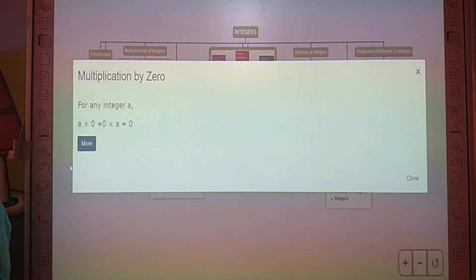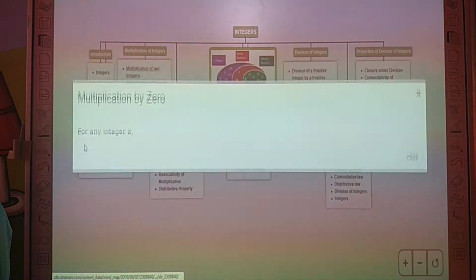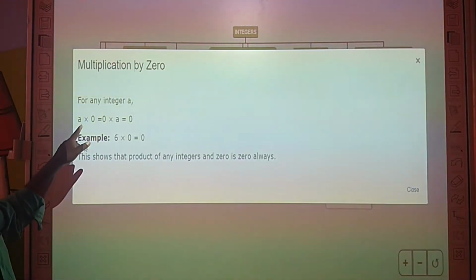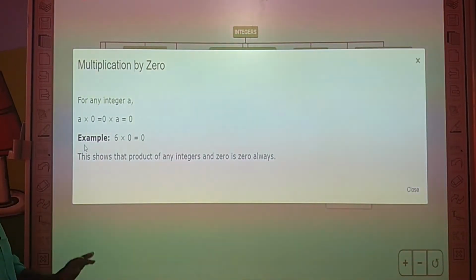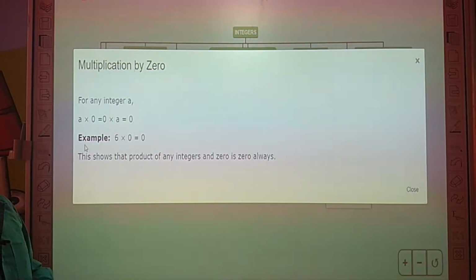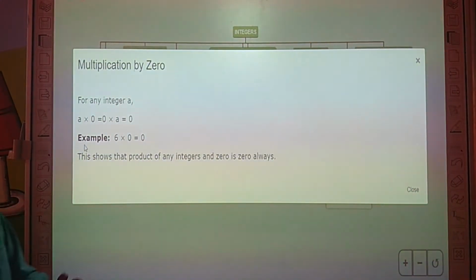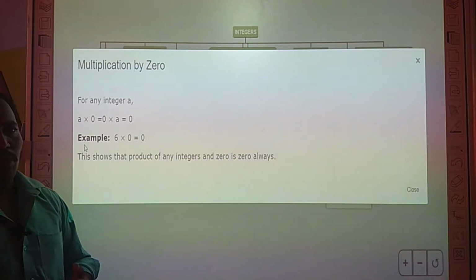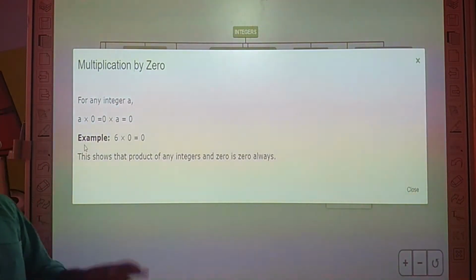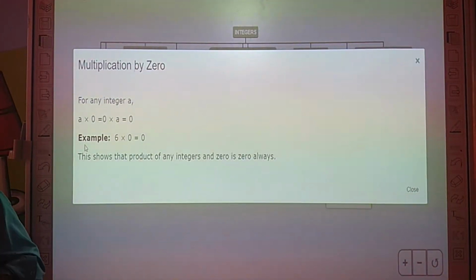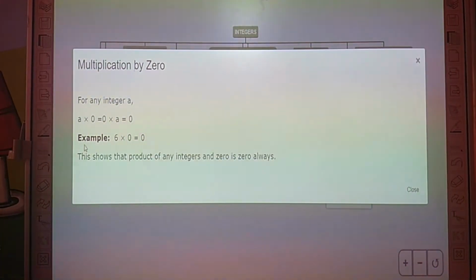Next one, multiplication by 0. For any integer a, a into 0 is equal to 0, and 0 into a is equal to 0. Here a is an integer, that means a is a number: 0, 1, 2, 3 or any number. Any integer. 6 into 0 is equal to 0. This shows the product of any integer and 0 is always 0.